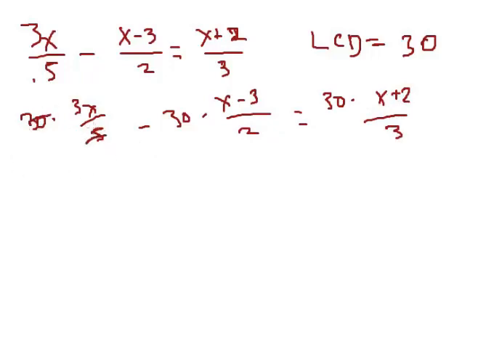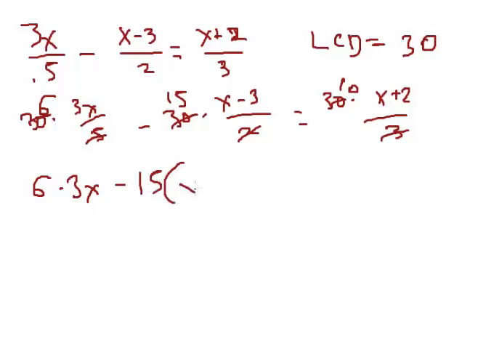Let's get our canceling done. This becomes 6, because 30 divided by 5 is 6. This becomes 15, of course, and this becomes 10. Now you have to multiply all these terms by their coefficient. So you've got 6 times 3x minus 15 times x minus 3. Remember, you have to multiply it by the whole term, you can't just multiply it by the x alone, equals 10 times x plus 2.